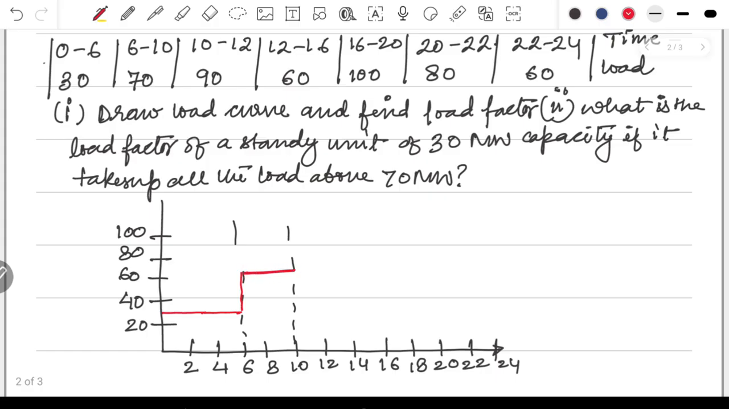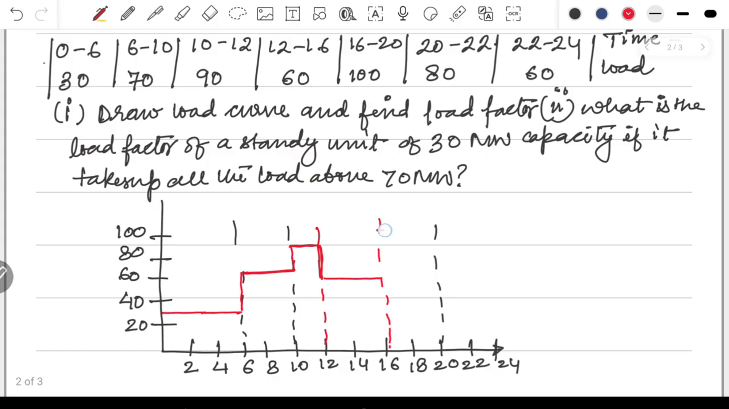Then from 10 to 12 the load is 90. So this is 12, the load is 90. Then from 12 to 16 the load is 60. So this is 16, the load is 60. Then from 16 to 20 the load is 100.